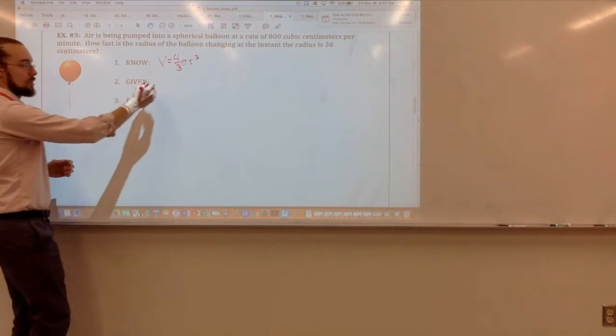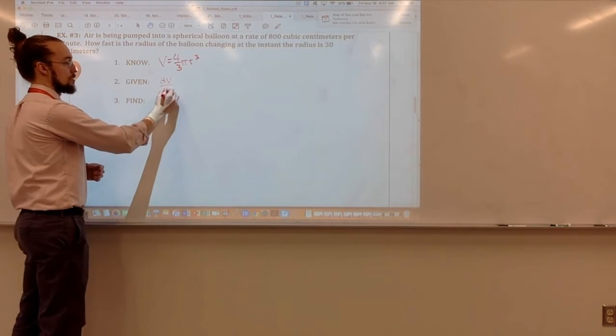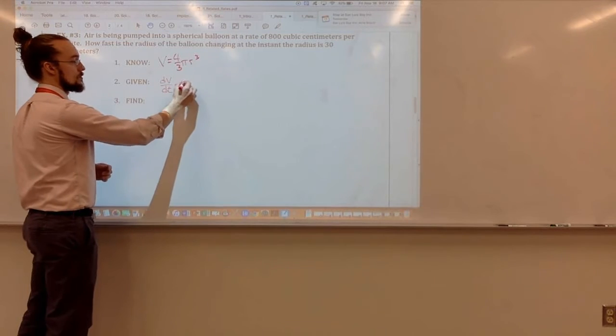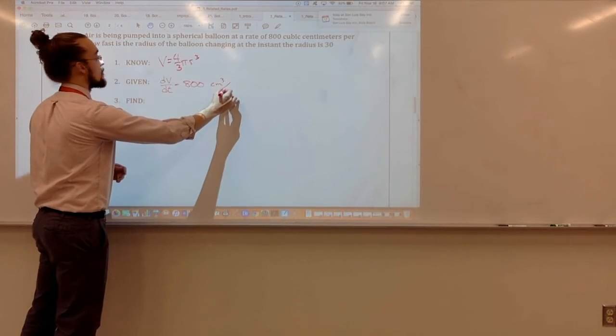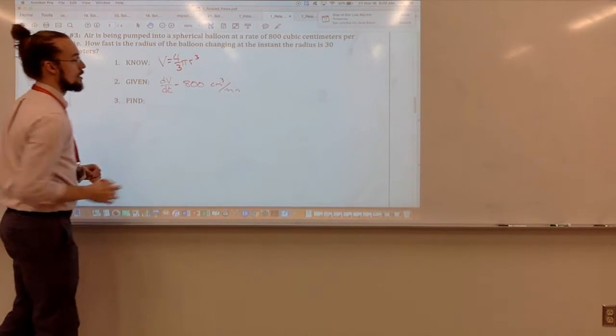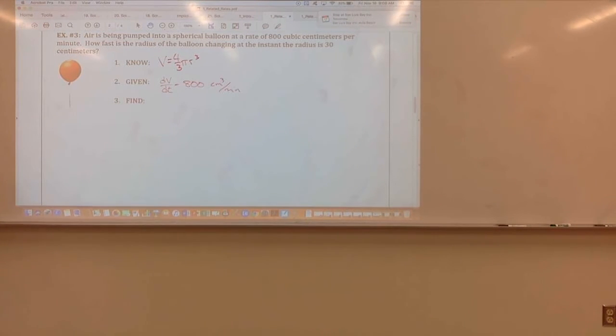dV/dt equals 800 over 1 minute. The rate of change of the volume of this balloon is 800 cubic centimeters per minute.